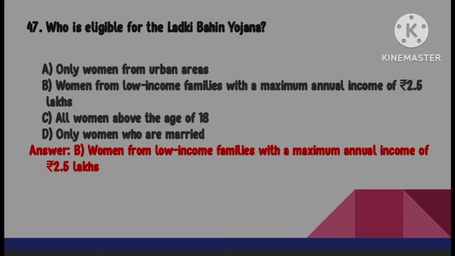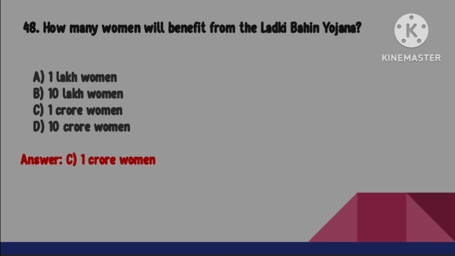And the next question is, who is eligible for Ladki Bahin Yojana? Option A, only women from urban areas. Option B, women from low income families with a maximum annual income of rupees 2.5 lakhs. Option C, all women above the age of 18. Option D, only women who are married. And the right answer is option B, women from low income families with a maximum annual income of rupees 2.5 lakhs. Let's get into the next question.